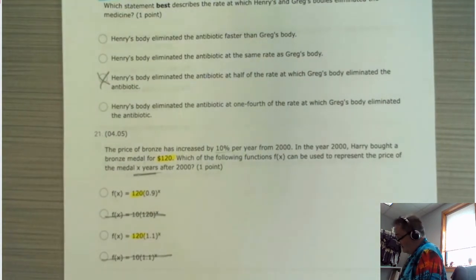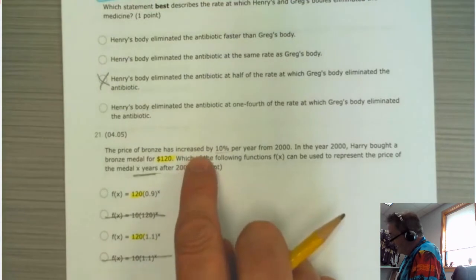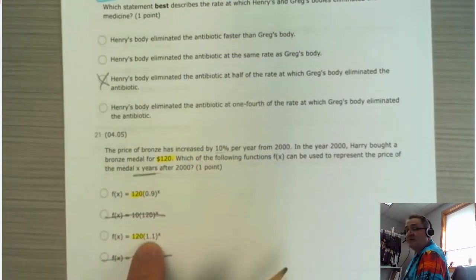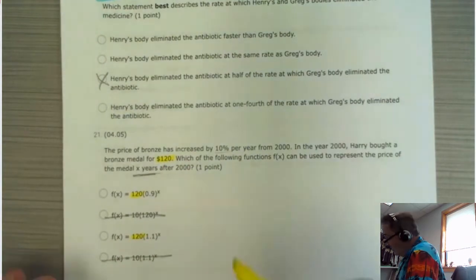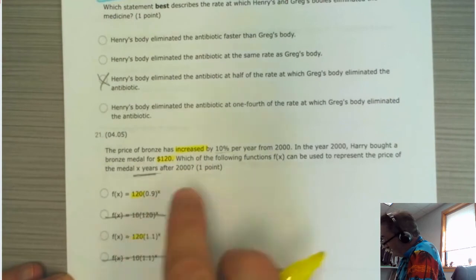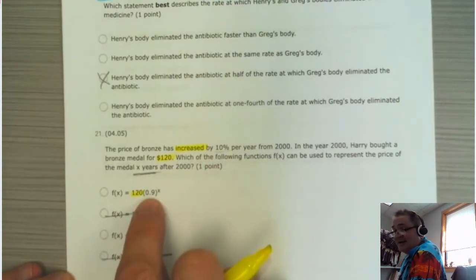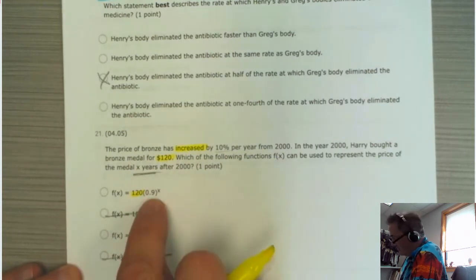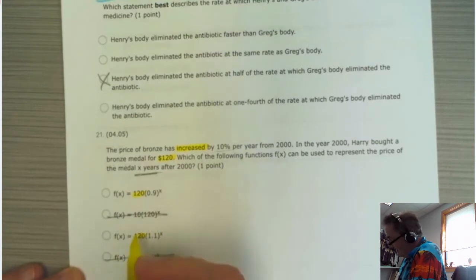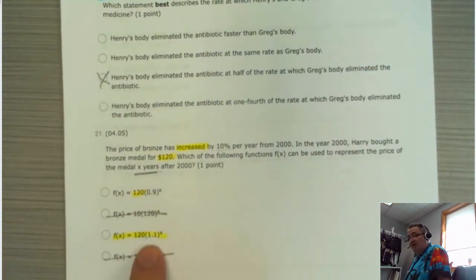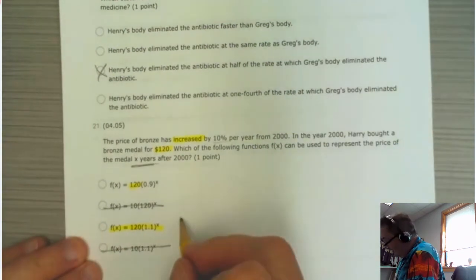What else do we know? It increased by 10% per year. So this one says 0.9, this one says 1.1. What's the key word? Increase, because both of these are 10%. This is 0.1 from being the same, but this one goes down, this one goes up. Increase. This is larger than 1, so it's an increase. Greater than 1.